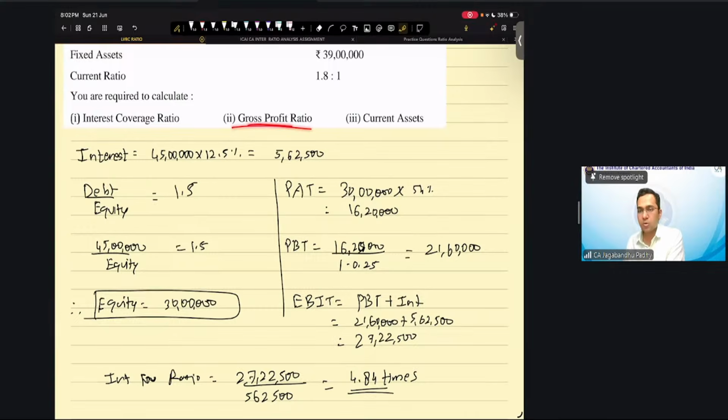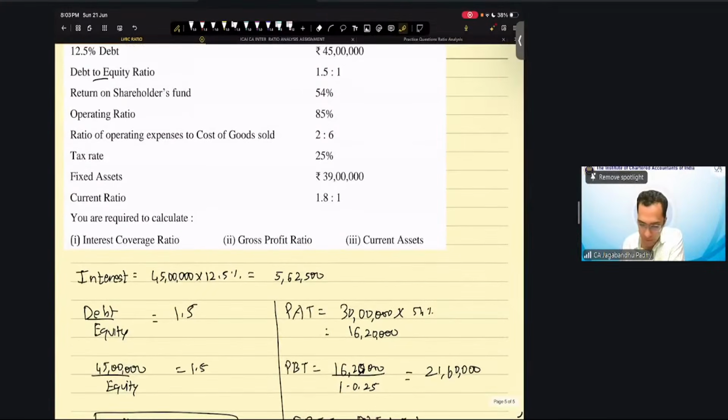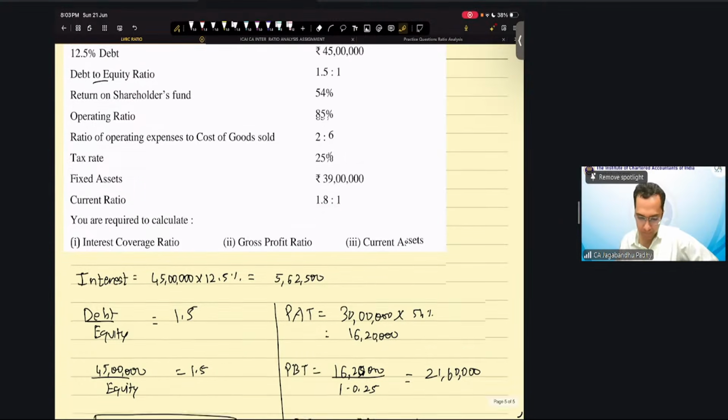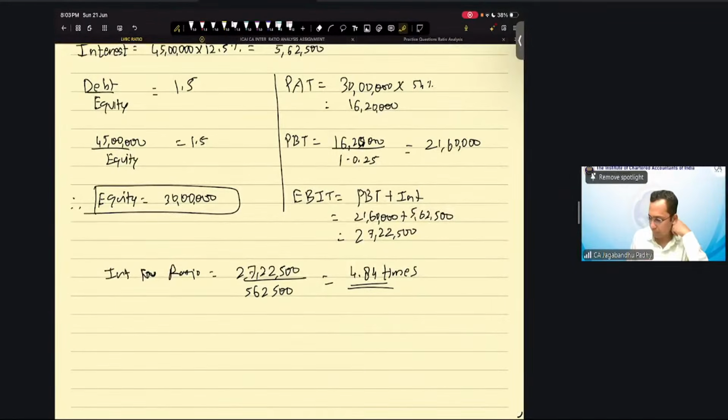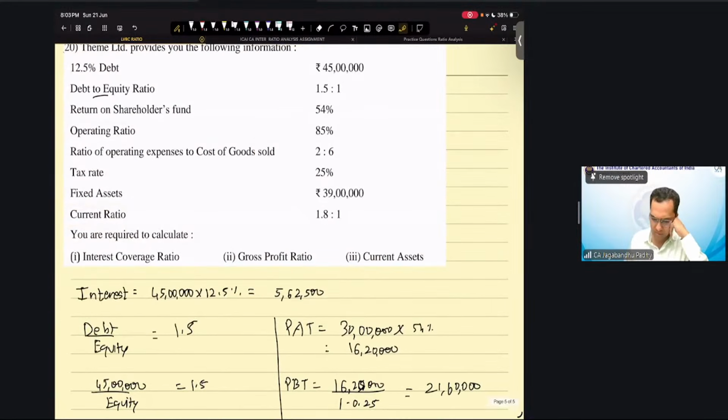Then we have to compute the gross profit ratio. Now for the gross profit ratio, the ratio of operating expense to COGS is given as 2:6. Fixed asset is 39 lakh, and then current asset and other things are there. But to compute the gross profit, I need to calculate the fixed expense, and your operating ratio is 85%. Operating expenses to this is 2:6.